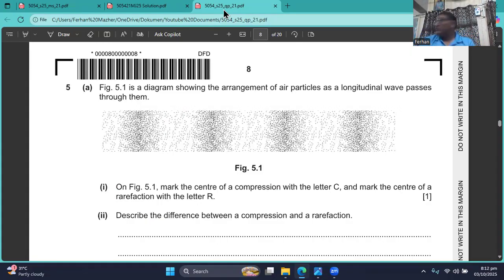Question number 5 is showing up on your screen. Figure 5.1 is a diagram showing the arrangement of the air particles as a longitudinal wave passes through them. On figure 5.1, mark the center of the compression with the letter C and mark the center of the rarefaction with the letter R. Where the particles are very close to each other, that is the compression, and where the air particles are away from each other, that is rarefaction.